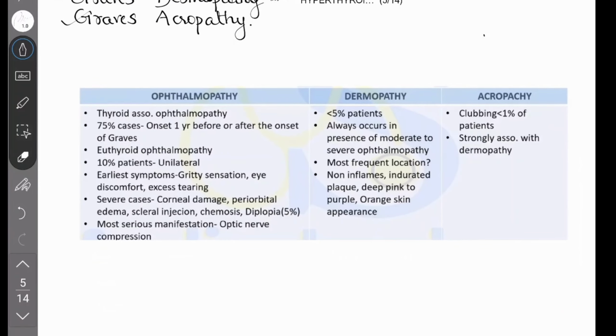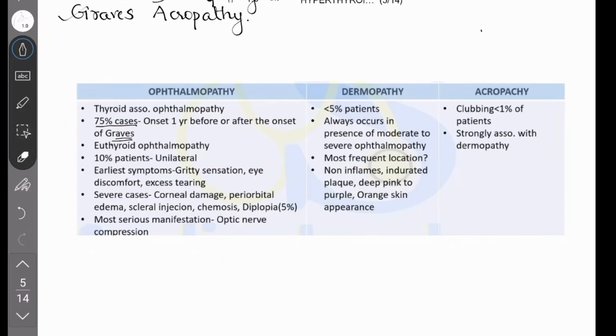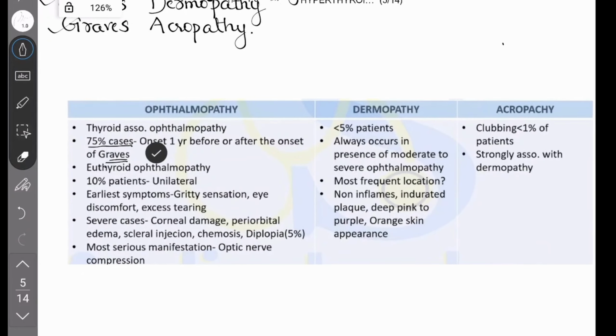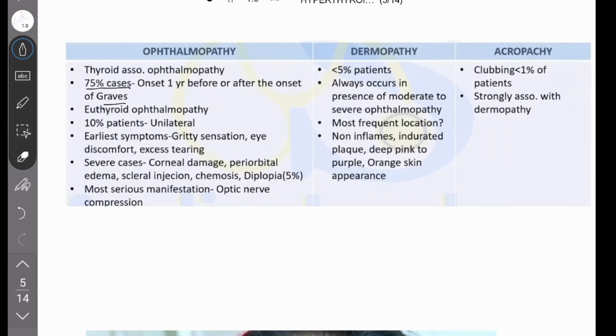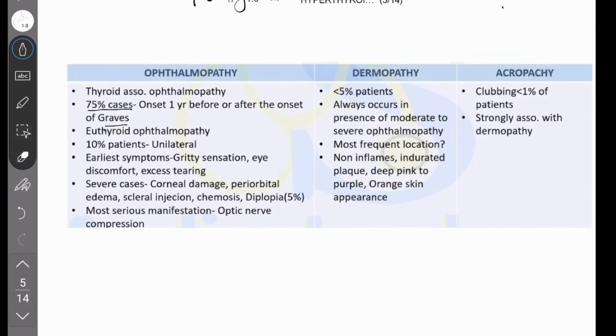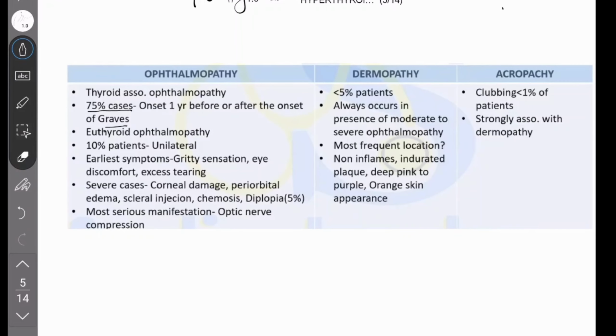So thyroid ophthalmopathy means thyroid associated ophthalmopathy. In 75% of cases, onset will be 1 year before or after the onset of Graves' disease. In the remaining patients, onset will be in later years after the thyroid problems have occurred. At that time, the thyroid levels may be normal. That is why it's called euthyroid ophthalmopathy, which means at the time of ophthalmopathy, the thyroid status will be normal.